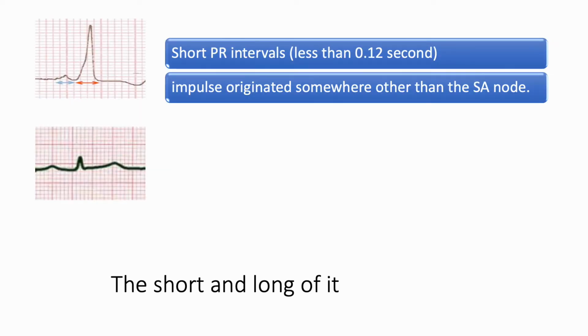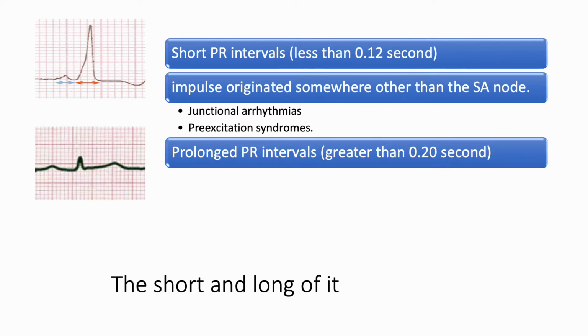Then the abnormalities may be a short PR interval or a prolonged PR interval. A short PR interval means the interval is less than 3 small squares. It means the impulses originate from other than the SA node, and it may happen in junctional arrhythmias or pre-excitation syndromes, just like WPW syndrome.